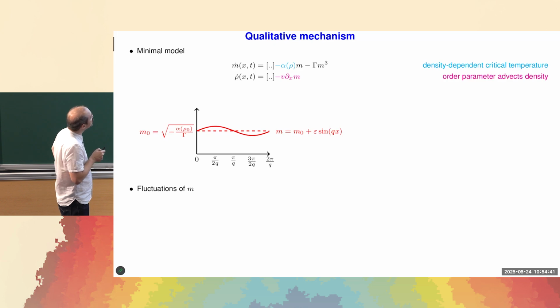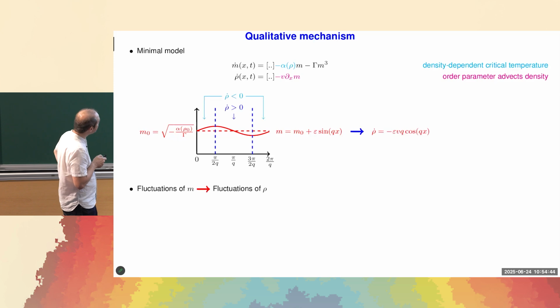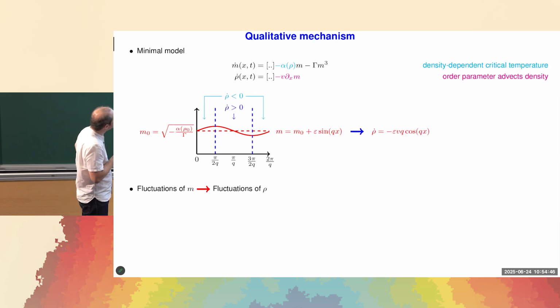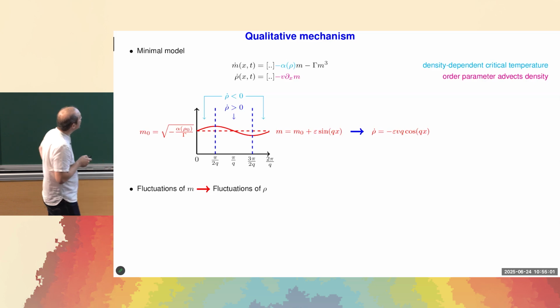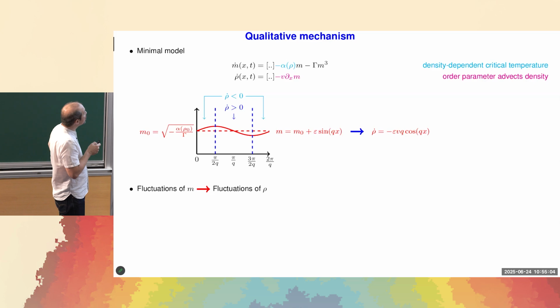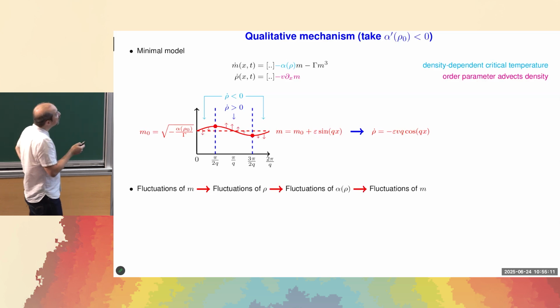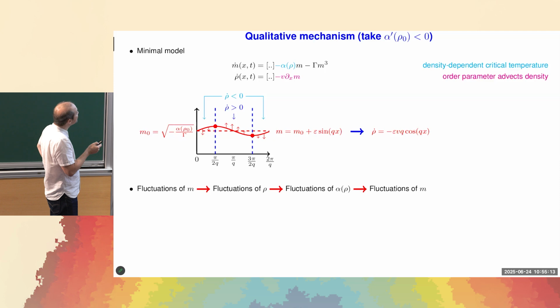Because rho dot is advected by M, the derivative of a sine is a cosine. So there will be an out-of-phase response of rho dot. Rho dot will increase in this part between the maximum and the minimum, and it will decrease between the minimum and the maximum. So I get this. But now, because rho has varied, alpha of rho will vary. Because alpha of rho varies, M will vary. So I have to make a decision. And for now, I take alpha prime negative, so that M is an increasing function of rho.